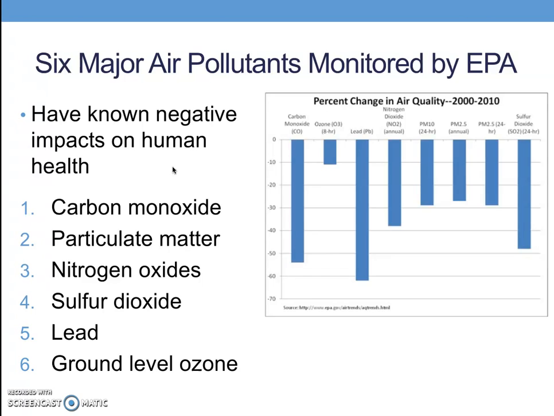And then finally, ground level ozone is the 6th major pollutant monitored by the EPA. Ground level ozone is actually created by combinations of these other compounds and sunlight, and we'll talk about this a little bit later on. Ground level ozone is different than the ozone found in the ozone layer, which will also be explained later on. And it is a major component of smog and again has major respiratory effects.